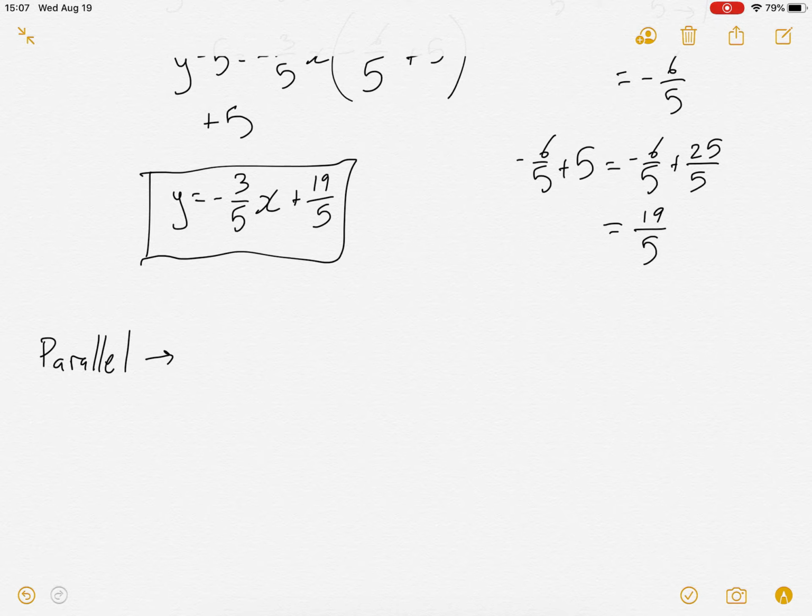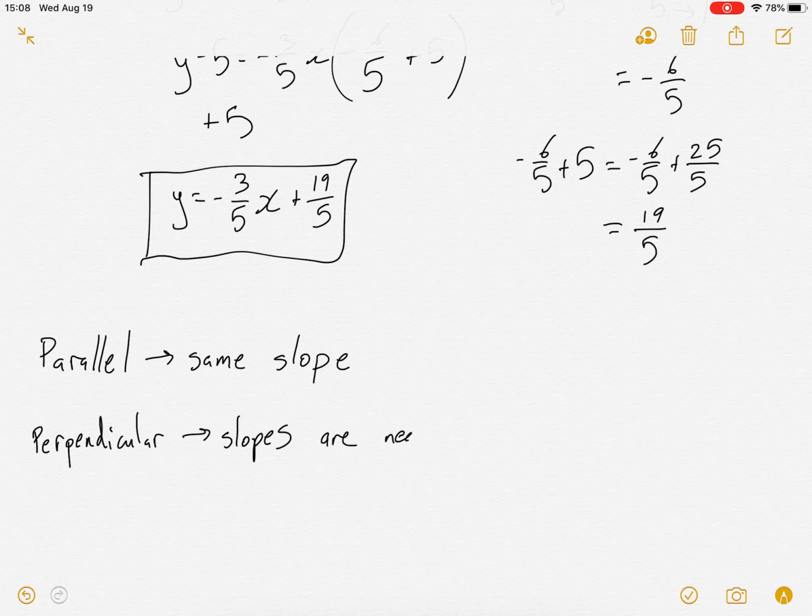So for parallel lines, they have the exact same slope. And for perpendicular lines, the slopes are the negative reciprocals of each other. So slopes are negative reciprocal.